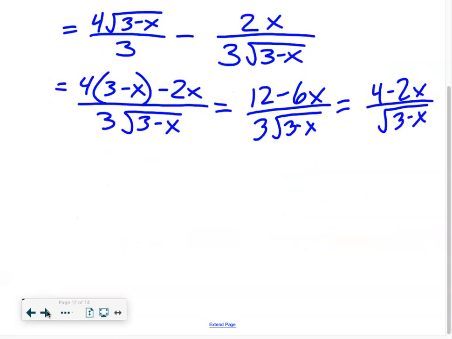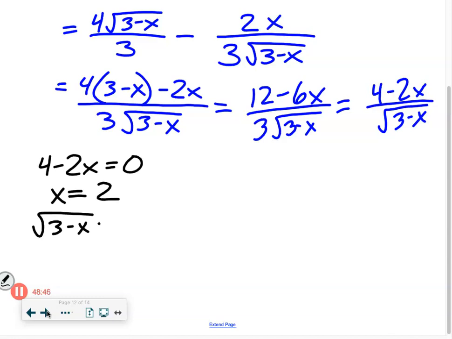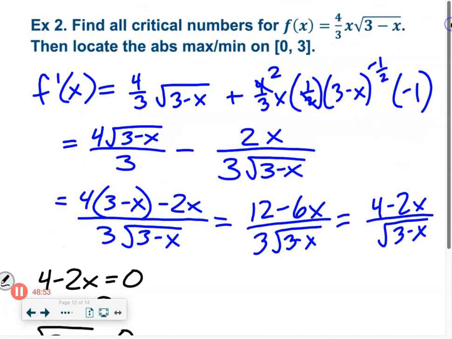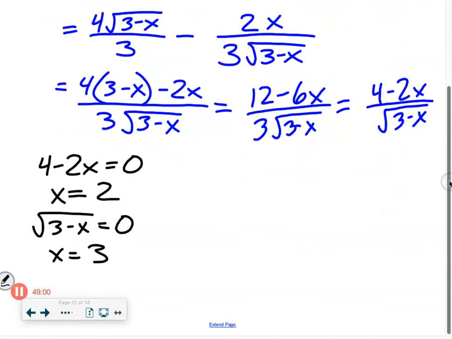Bell's going to ring. I'm going to see if I can finish this real quick. Set your top equal to 0. What's x? 2. Set your bottom equal to 0. What's x? 3. So I get critical numbers of 2 and 3. Are those both in the domain of the original function? Yes. Yes, then those are critical numbers, even though technically one of them is an endpoint. So critical numbers would be x equals 2 and 3.